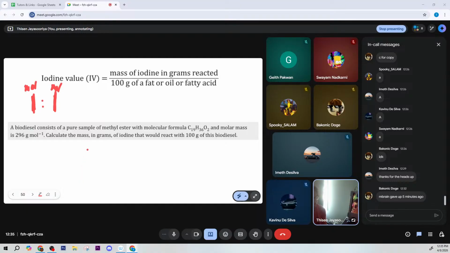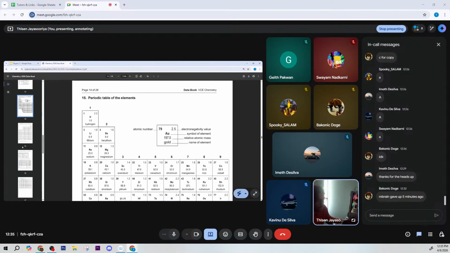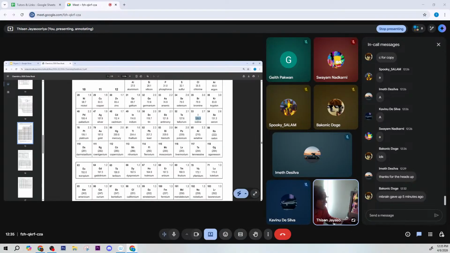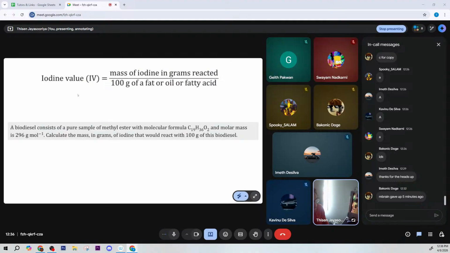So now we want to remember the molar mass of iodine. Well, what's the molar mass of iodine? I'm going back into my data book. I'm going to look for iodine. Iodine is over here. It is 126.9 grams per mole. So we have 126.9 grams per mole. That's the molar mass of iodine. We know it's a 1-to-1 ratio.